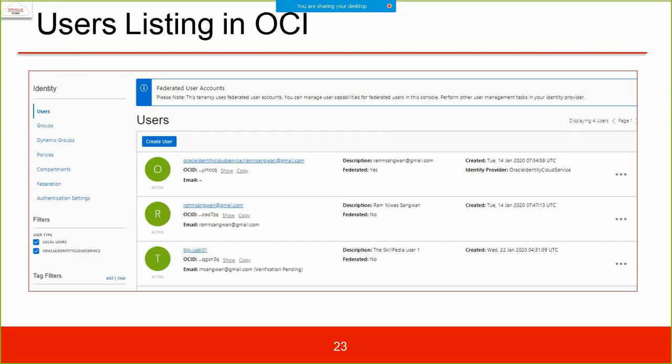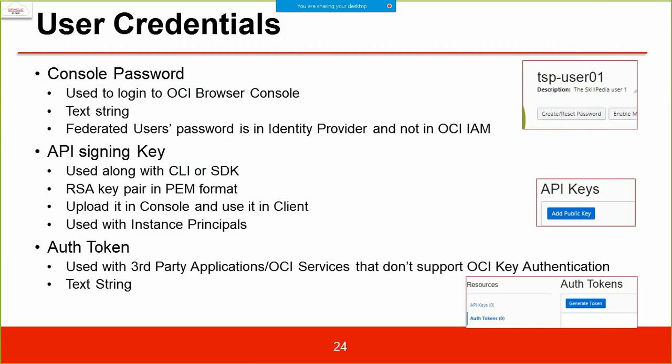User listing, we have seen that we created users, we saw different users in our case, and we created one user also. User credentials, as I told you, you click on that, change console password. It is used to log into the OCI browser console. It is a text string. Federated user passwords are in the identity provider and not in OCI IAM, and that's also allowed.